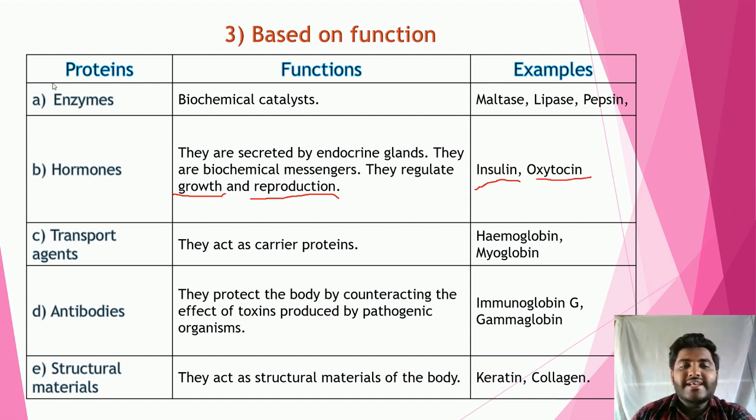Next one, transport agents. They act as carrier proteins. Examples here are hemoglobin and myoglobin. These both are present in our blood.